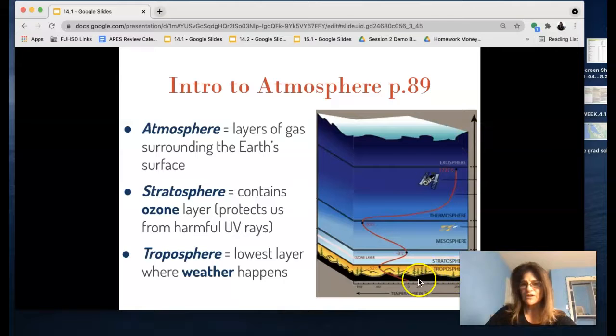So in the troposphere, the temperature decreases as we go higher and higher in the troposphere. But in the stratosphere, the temperature increases as we go higher and higher. And that's because the ozone layer is absorbing ultraviolet energy from the sun.